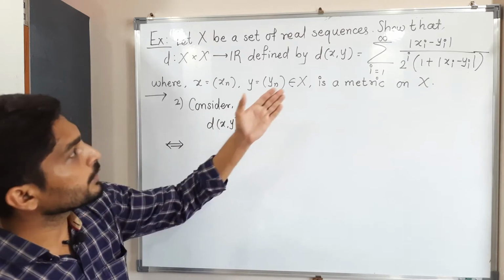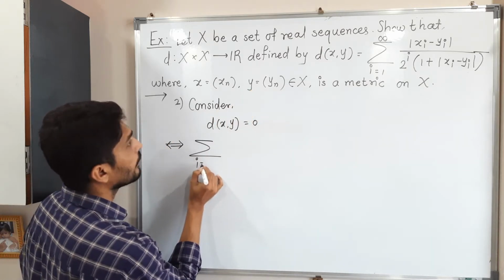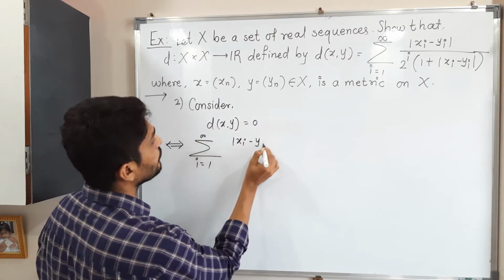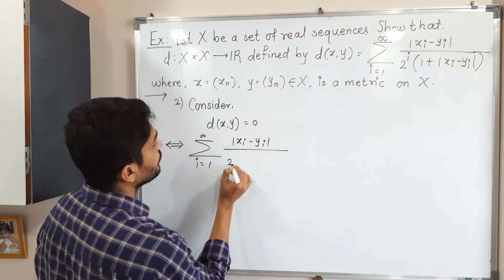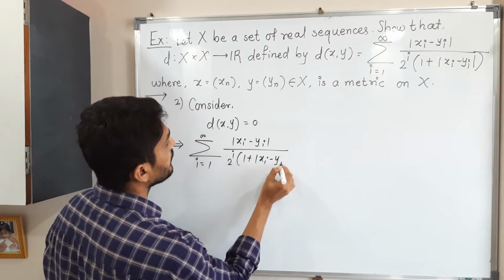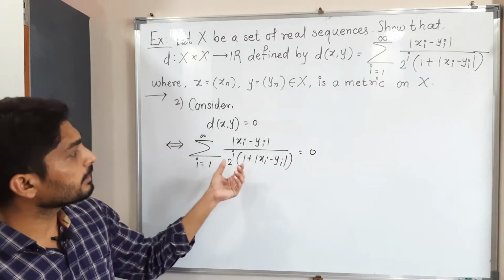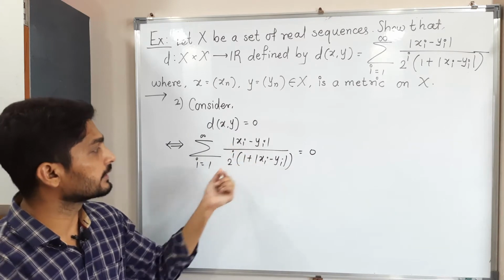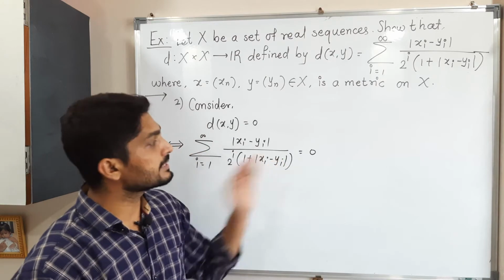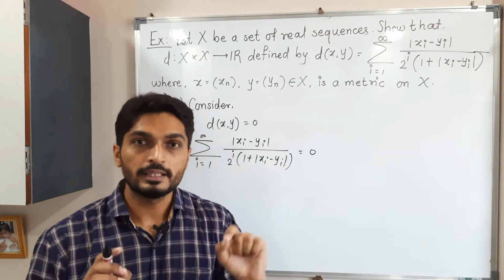So d of xy, what is its value? I will put it here. Summation i running from 1 to infinity, mod xi minus yi divided by 2 raised to i, 1 plus mod xi minus yi is equal to 0. See, none of them is negative. So mod is here, mod is here. There is no chance of any negative number. But the sum is 0, so that means each of them should be 0. Then only their sum will be 0, right?